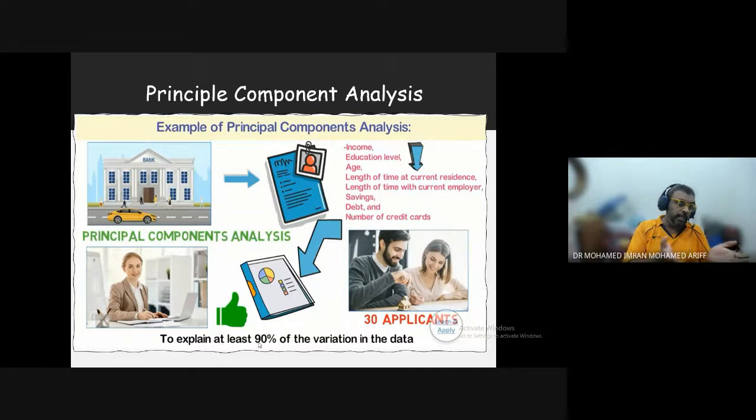Like when we send to the bank, it's the same thing. We send everything, we send our IC and all. But actually when the bank processes your application, they are only looking at 3 items, which are most important. Maybe your savings, maybe your credit card, and maybe your debt. So they're looking at this, but they are not looking at other things. So these 3 items can already explain 90%.